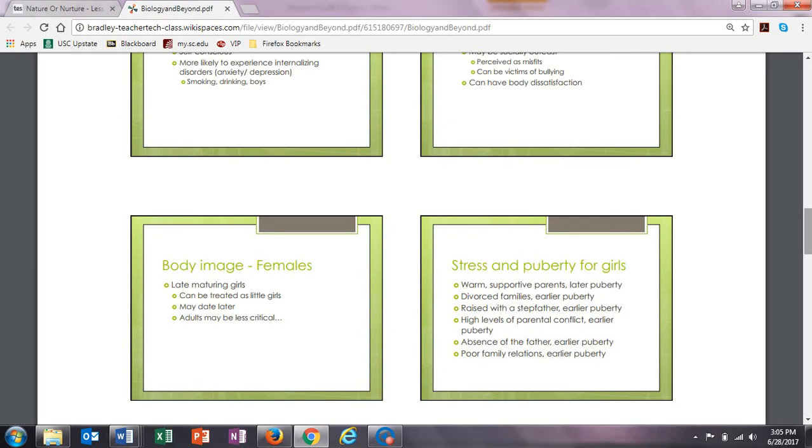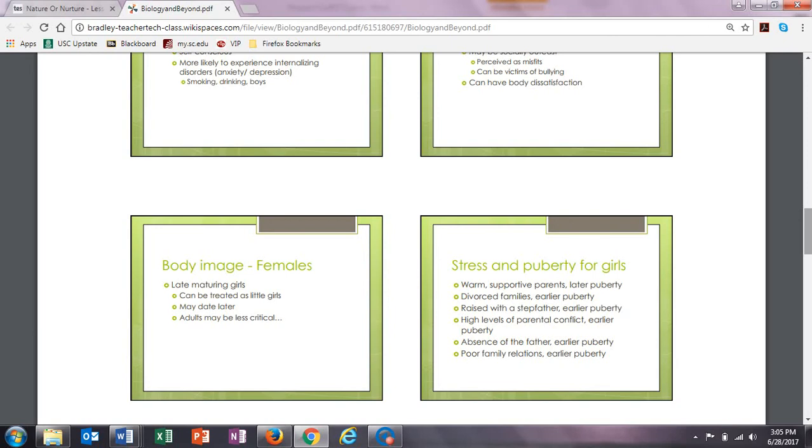They're still treated as still maybe the baby of the family, or looked upon as being in need of more care. They may date later, which is not always a bad thing. Socially, that can be a plus or a minus. Adults may be less critical and don't have as high expectations, but it still may be stressful for the girls who see their peers as having already matured and they have not.